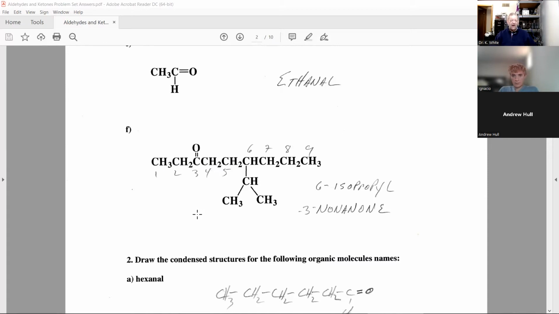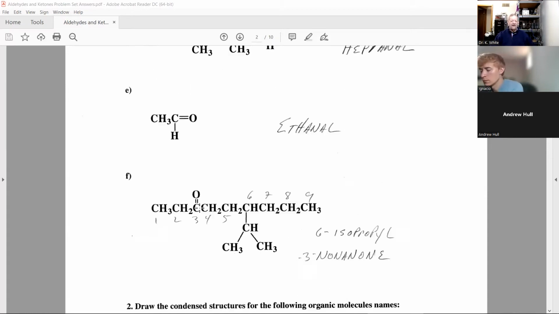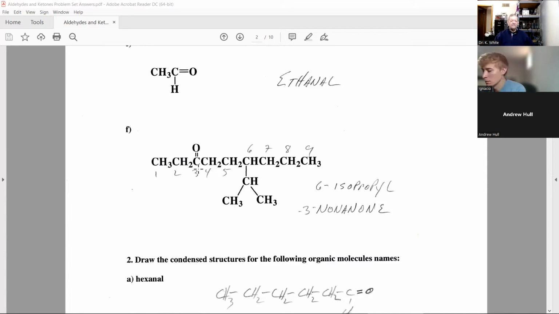Let's skip down to F. And here, what's different? Carbon, double bond to oxygen, carbons here and here, it's a ketone. How many carbons in the longest chain with the carbonyl carbon? Well, this way across is 8. If I go down this way, 6, 7, 8, 9. So 9 is the longest chain, nonane. It's a ketone. Drop the E, add ONE.